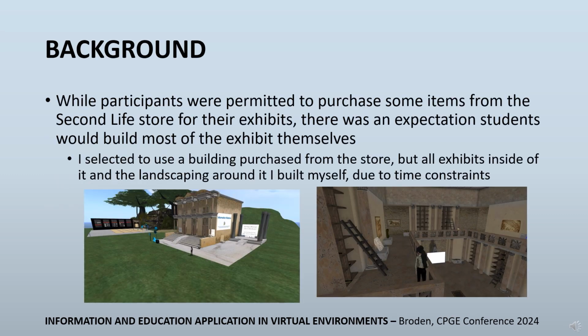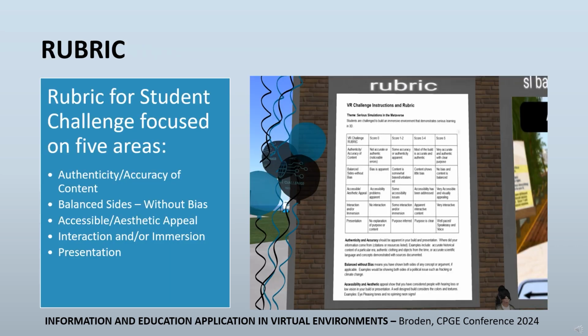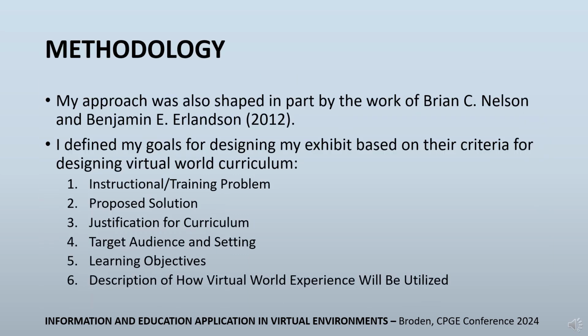There was an expectation that participants could purchase some items from the store, but were expected to build most items for the exhibit themselves. In my case, I decided to use a building purchased from the store, but built all exhibits inside of it and landscaped around it due to time constraints. The rubric consisted of 5 areas: authenticity and accuracy of content, balanced size without bias, accessible aesthetic appeal, interaction and/or immersion, and presentation. My approach was also shaped in part by the work of Brian C. Nelson and Benjamin E. Erlandson.